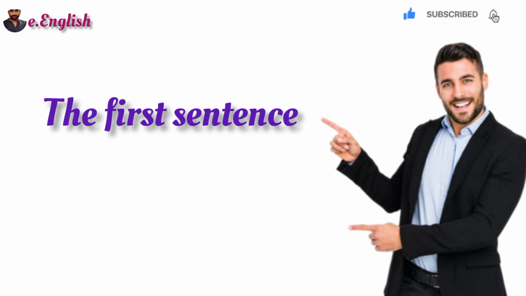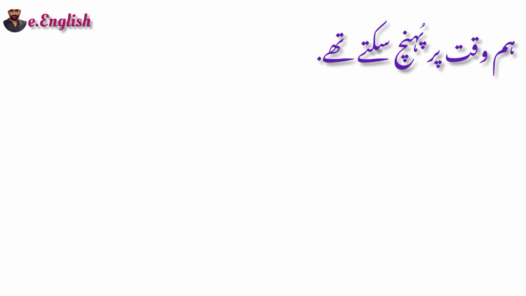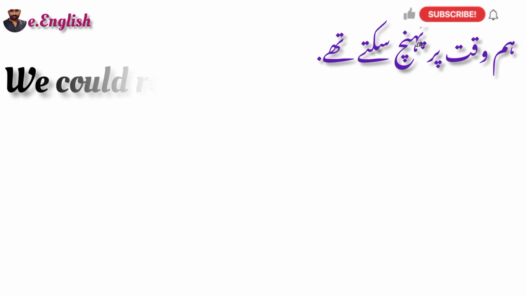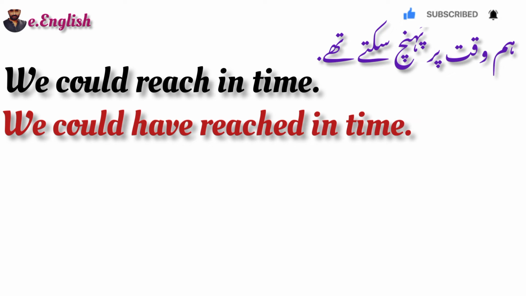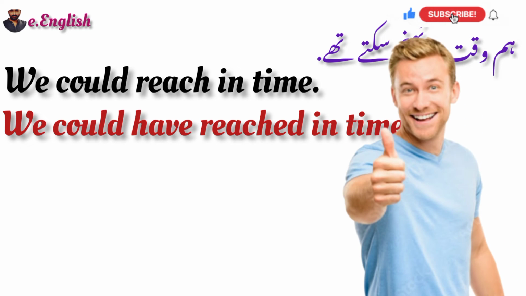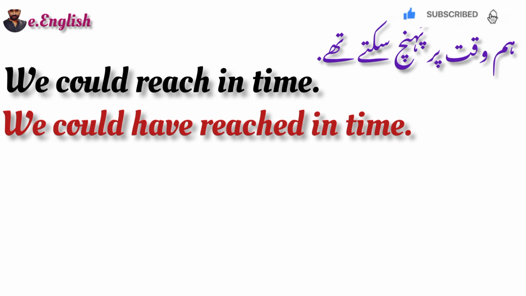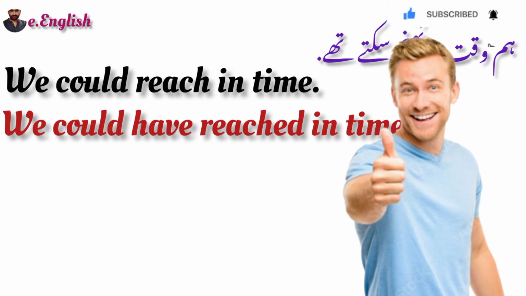Students, the first sentence which I have for could is हम वक्त पर पहुंच सकते थे। We could reach in time. And you can also make the sentence by using the second method, that is, we could have reached in time. Now both the methods are correct. Whichever method you feel is easy for you, you can use that method.